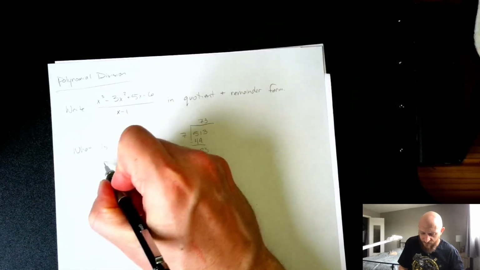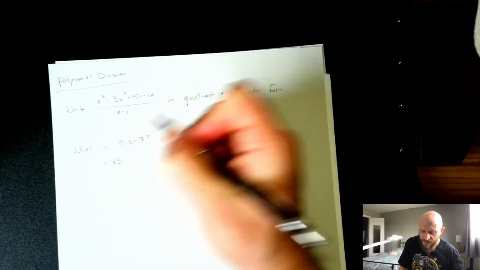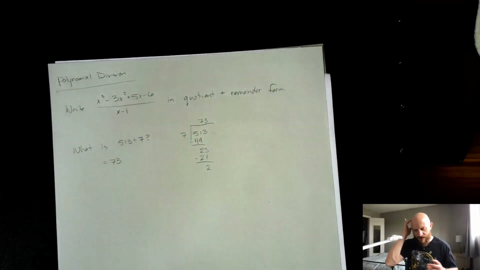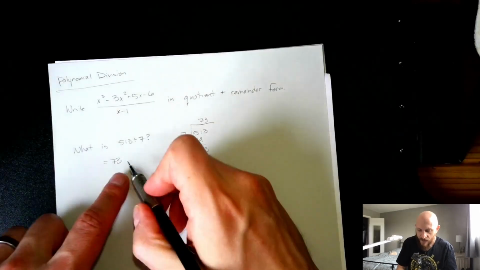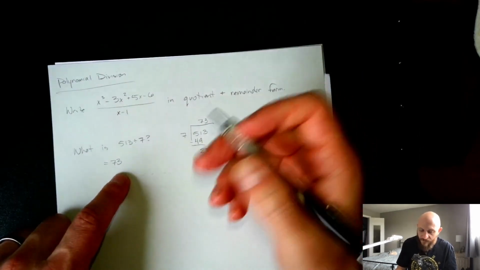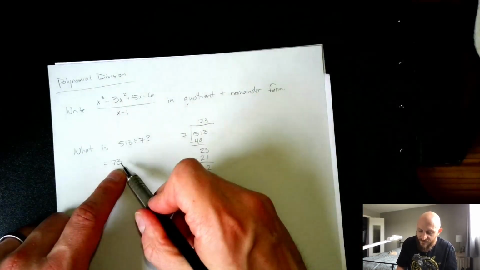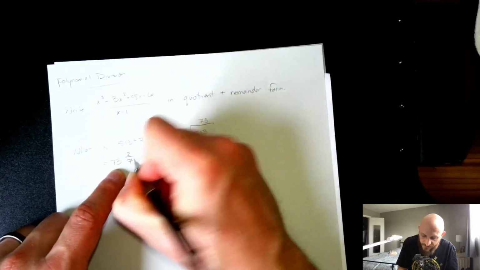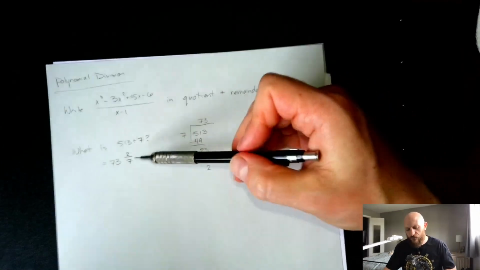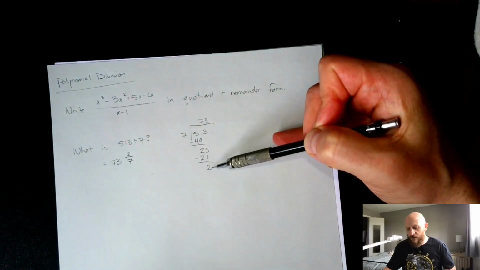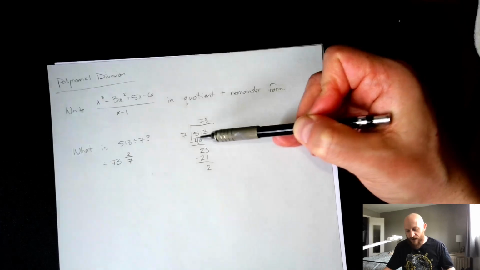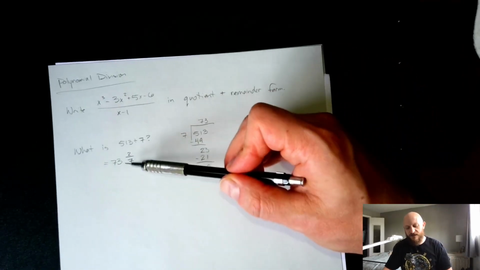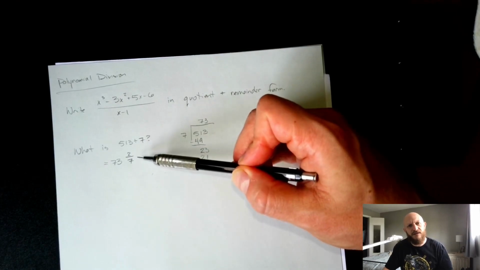So we would say 513 is 73, and depending on how you're asked to answer this, you might be asked to just specify 73 with a remainder of 2, or you might be asked to write it as 73 and 2 sevenths. That's what the remainder means. The remainder is 2, or the remainder divided by the divisor. That's how it operates. 513 divided by 7 is 73 and 2 sevenths.